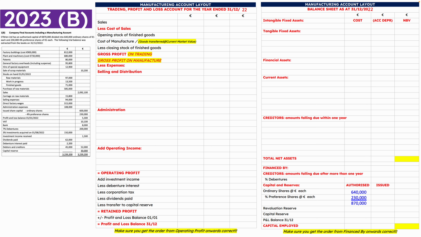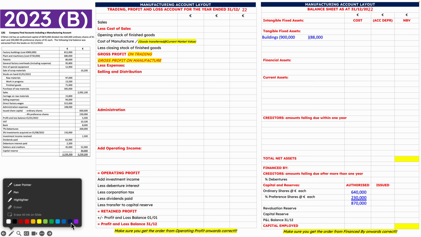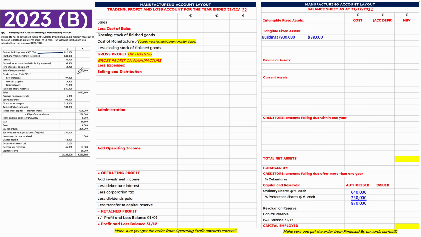So the first thing there, we have the authorised capital. That is from the top of the question. Okay, so that is the amount of shares that we are allowed to sell. The issued, we'll find that later in the trial balance. So the first thing we have is the factory building. So 900,000 is the cost. And then the accumulated depreciation is the difference between the 900,000 and the 812, so that is 88,000 accumulated depreciation. Plant and machinery, 730,000, and then the difference between that and the 680 net book value is 50,000 accumulated depreciation.